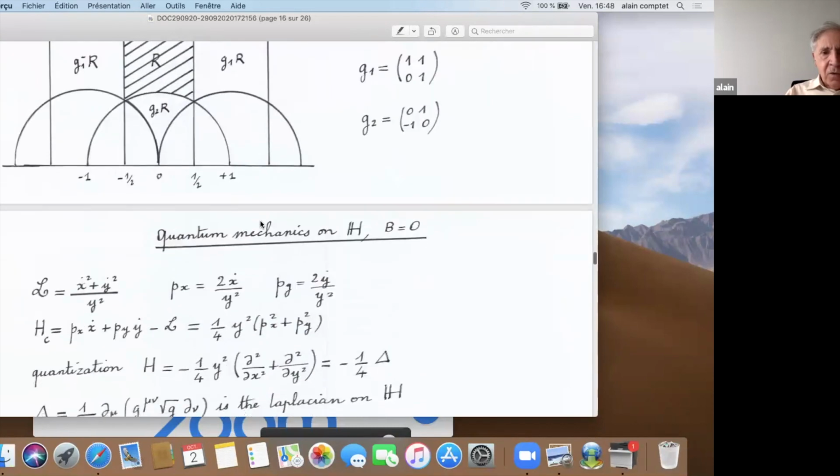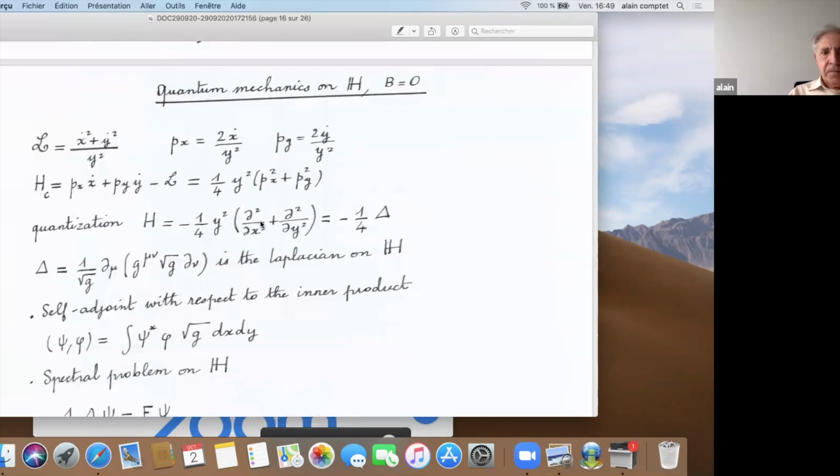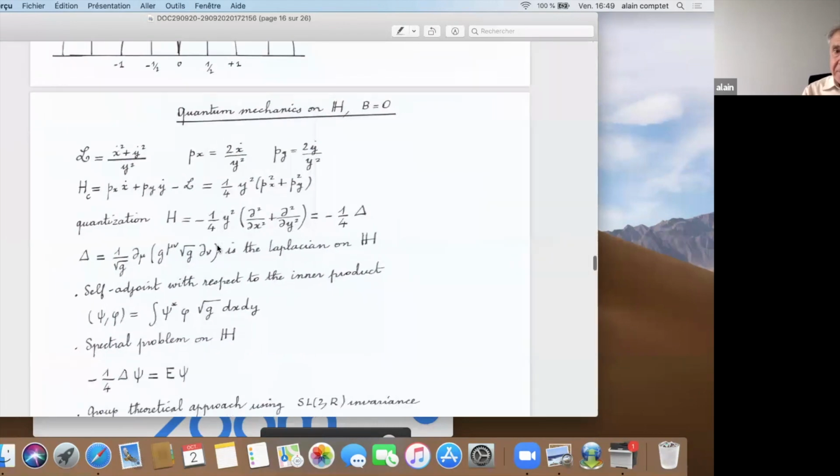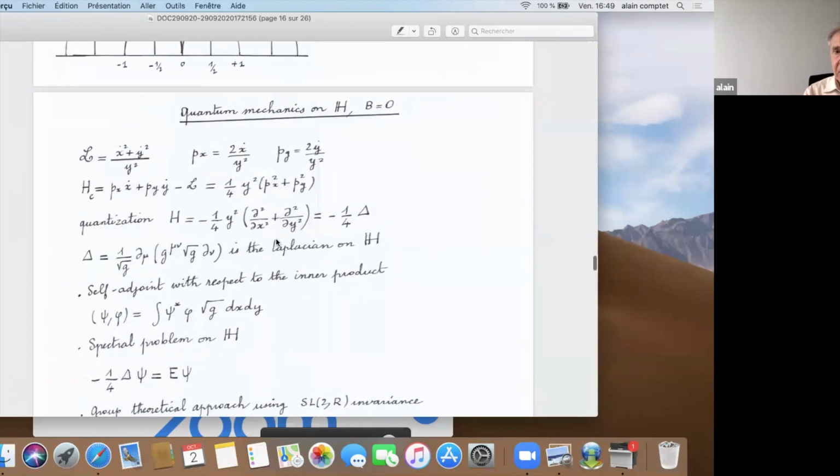And now we should look at the quantum mechanics on this space. So first, consider the case where the magnetic field vanishes. The quantum Hamiltonian is obtained by quantization of this classical Hamiltonian, and you get this differential operator. So it's almost the Laplacian, except that you have this y square in front, and you can show that this is, in fact, the Laplace-Beltrami operator on this hyperbolic plane, which is an intrinsic object, which doesn't depend on the system of coordinates.